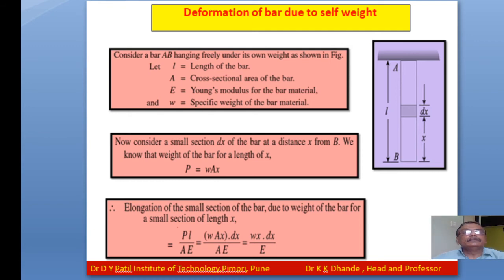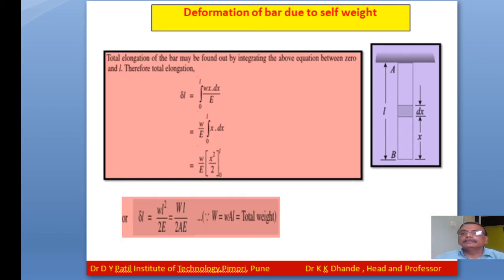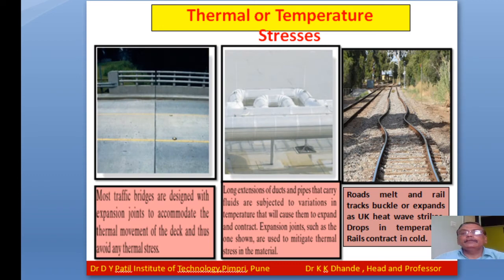Deformation of a bar due to self weight we have already seen in the previous slide. Now come to our next point, thermal or temperature stresses. We have seen deformation take place when a load acts on the body, in a tensile or compressive manner, but here stresses are induced due to thermal effects, that is, temperature.